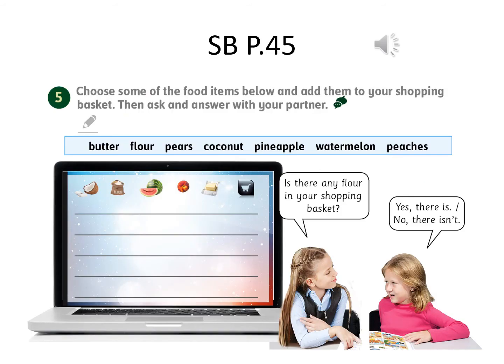Now, choose some of the food items below and add them to your shopping basket. Then ask and answer with your partner. You can use butter, flour, pears, coconut, pineapple, watermelon, and peaches. Is there any flour in your shopping basket? Yes, there is, or no, there isn't. Are there any pears in your shopping basket? Yes, there are. No, there aren't. You can do the same with your partner. Add some of the food items in your list and then ask and answer.